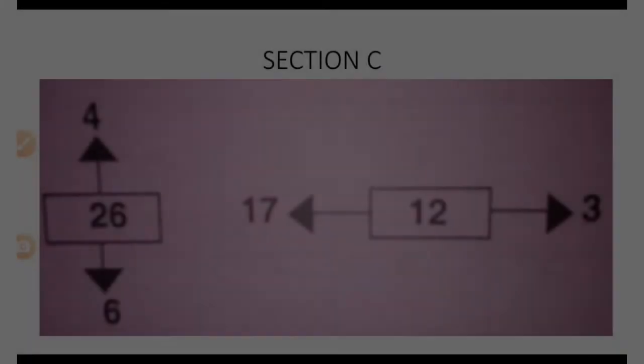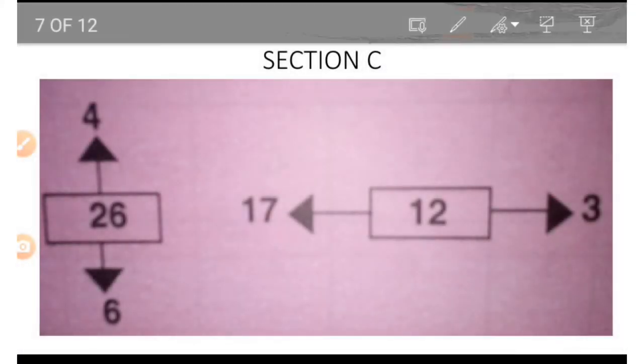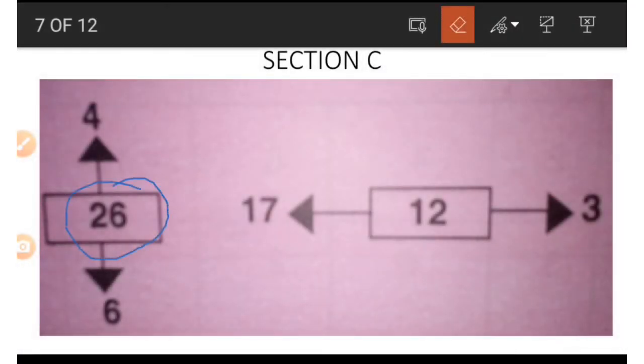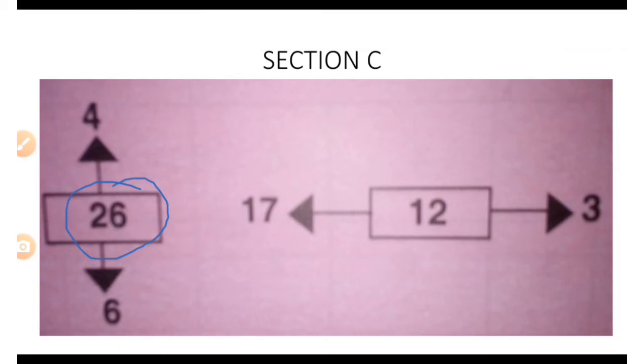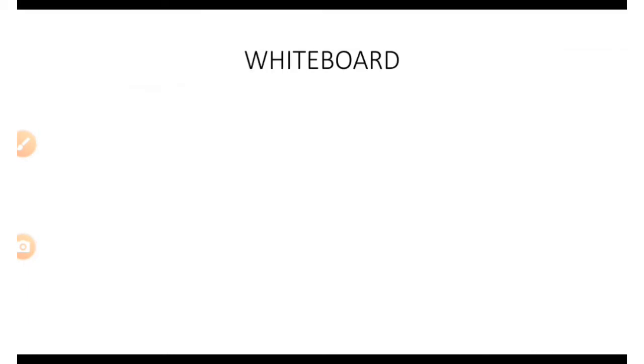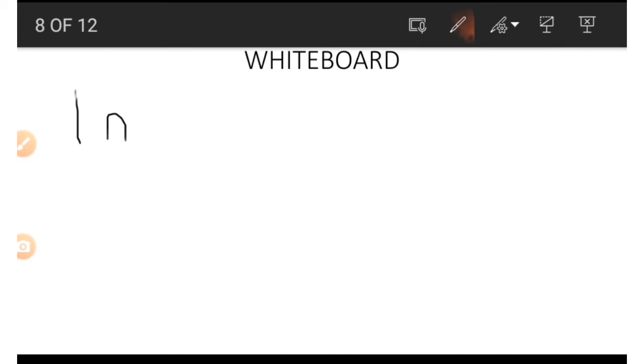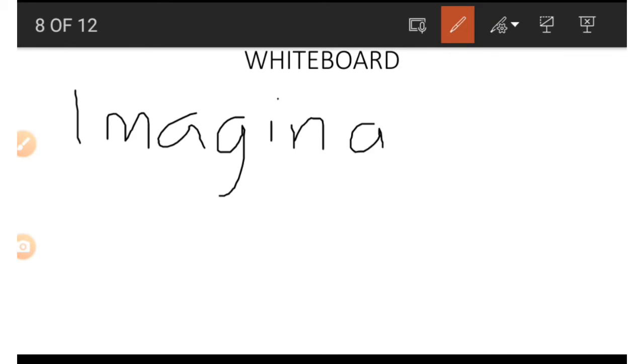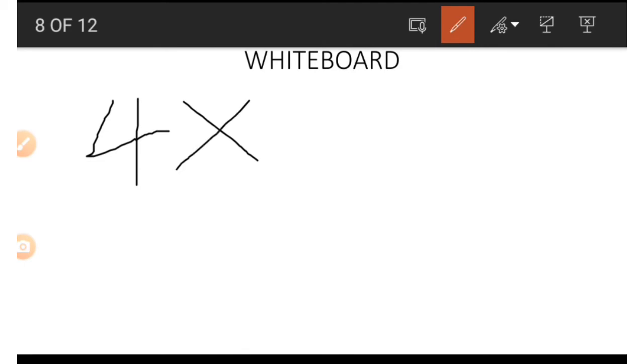The first example here is the vertical arrow. It has a 26 in a rectangle. In this exercise, there is also an imaginary number. This time it is not a 7, but rather a 2. Alright, so the imaginary number is 2. So how do we make use of this imaginary number?